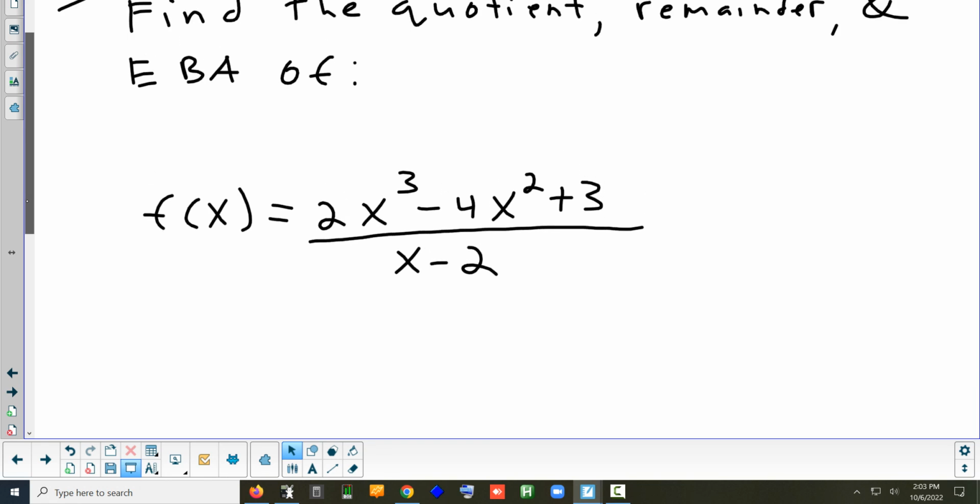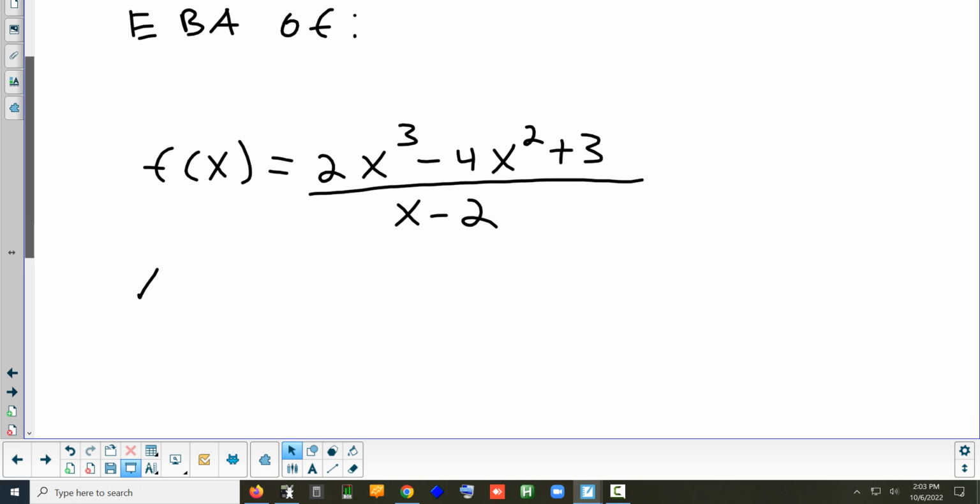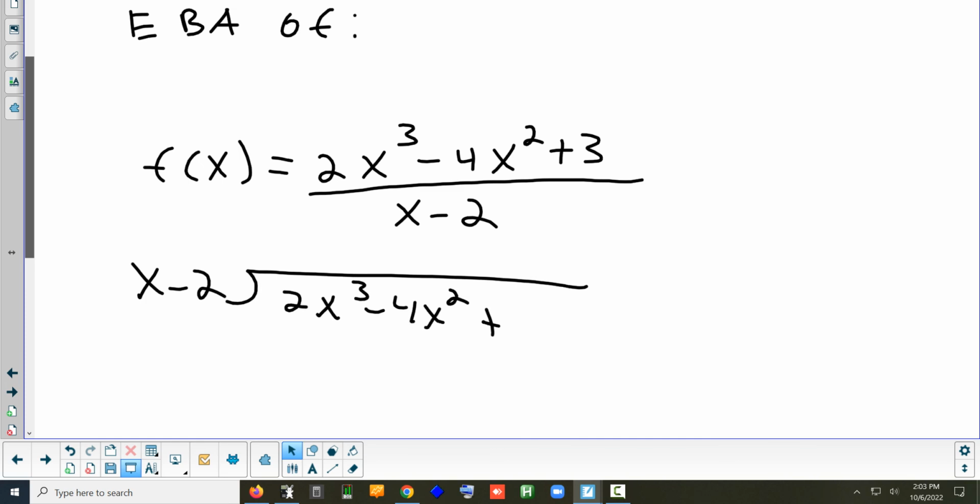All right, so let's start with dividing that out and see what we get. This is not one we would sketch, because the degree in the top is a 3, the degree in the bottom is a 1. That's a difference of 2. I told you we weren't going to do a difference of 2. So we're not going to actually sketch this problem. Just want to find the EBA.